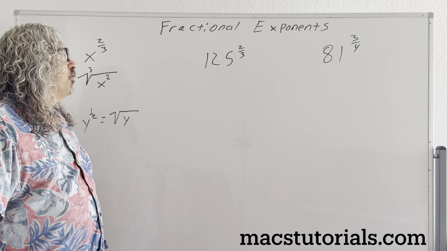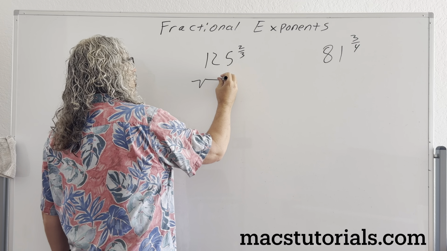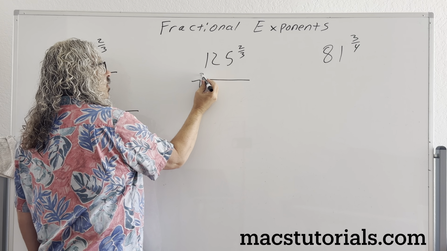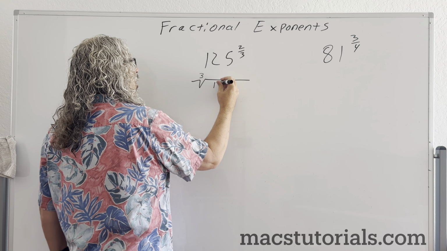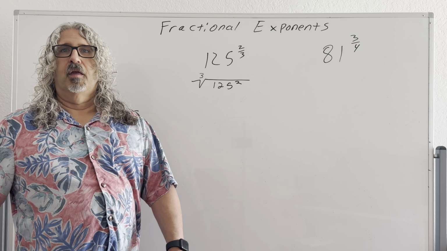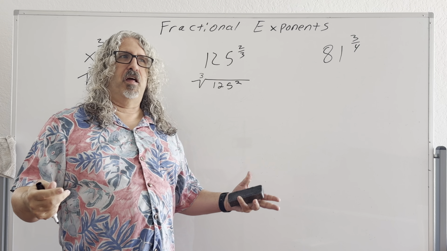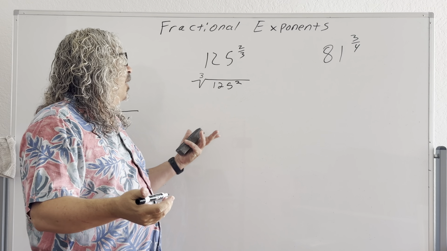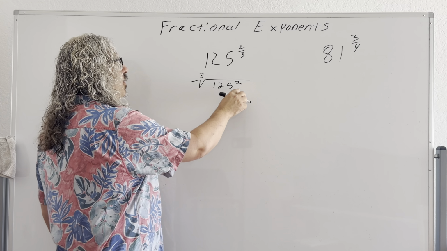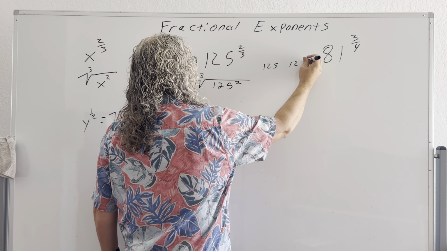125 to the 2/3, evaluate it. Okay, well, I'm going to have my root sign, and I know the denominator is the root, so it's going to be a cubed root of 125 squared. Now, I can find out 125 squared, get out my calculator, figure it out, and then break it down. But since I already have it here, why don't I just do this? I know that I'm going to have two 125s, right? I'm going to have a 125 and a 125.